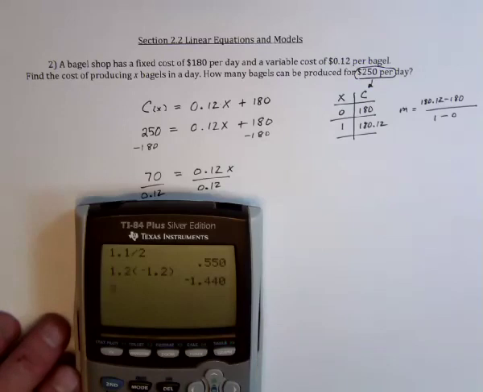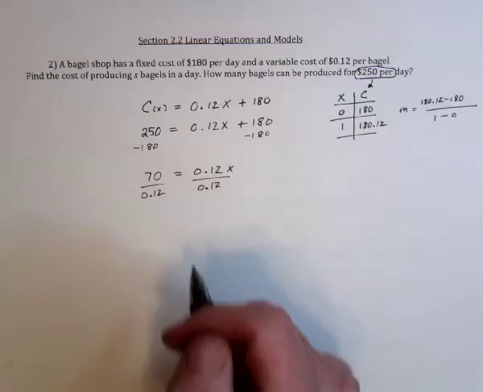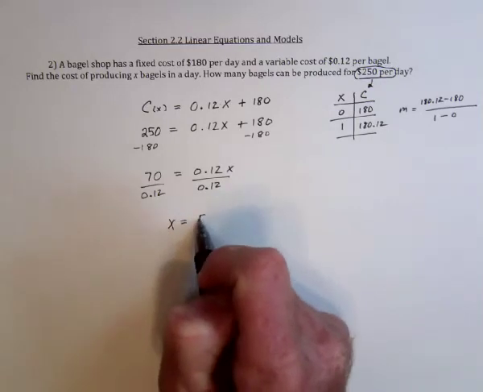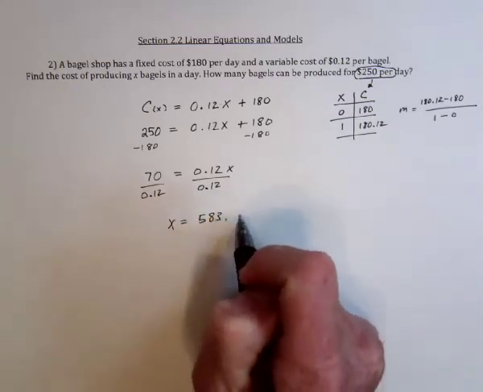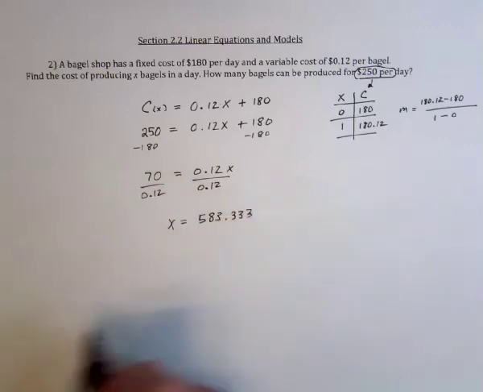So we'd have 70 divided by 0.12, and x is equal to 583.333.